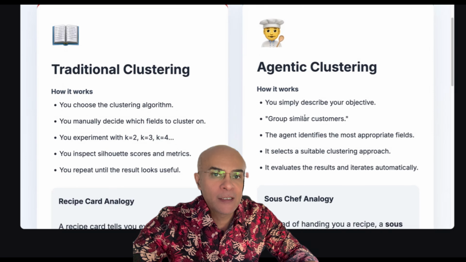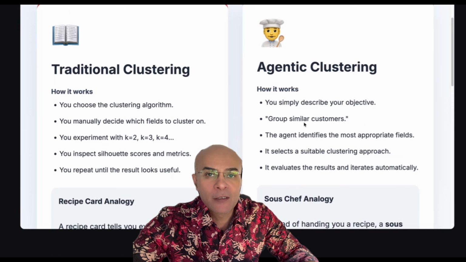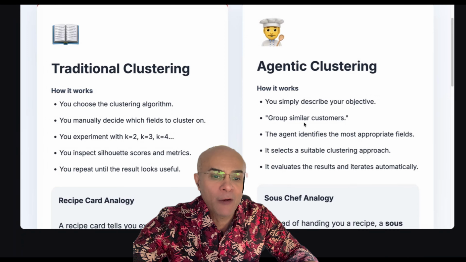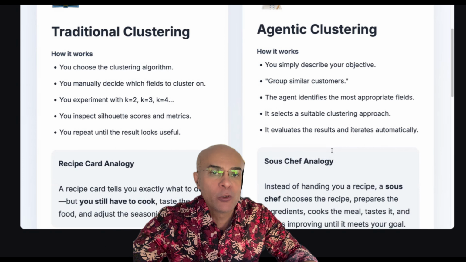However, with agentic clustering, you start by describing the objective of clustering. So you can specify, give me clustering based on customers, or give me clustering based on price, etc. You define your objective. Afterwards, the agent is going to automatically select the fields which are most appropriate for your objective. It is also going to select the appropriate clustering approach, and then it is going to come up with the results, evaluate them, and if they still require improvement, it is going to iterate.